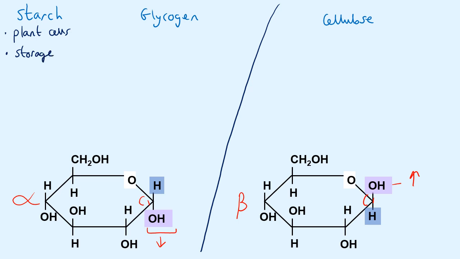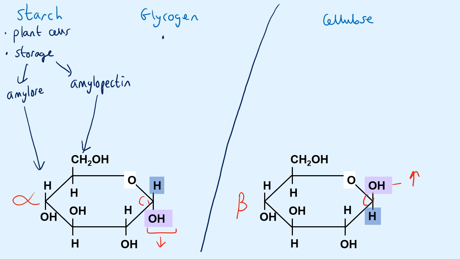and it is made up of 2 different polymers. So it's made up of amylose and amylopectin. Now both amylose and amylopectin are made up of alpha glucose, and we'll talk shortly about how they take on slightly different structures. Amylopectin is very similar to the structure of glycogen.